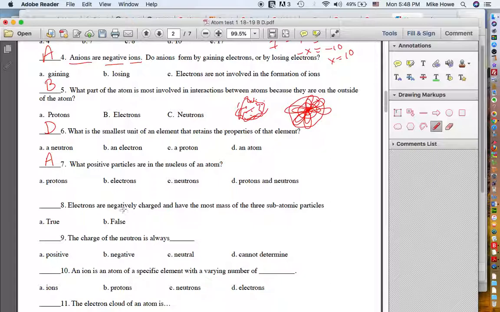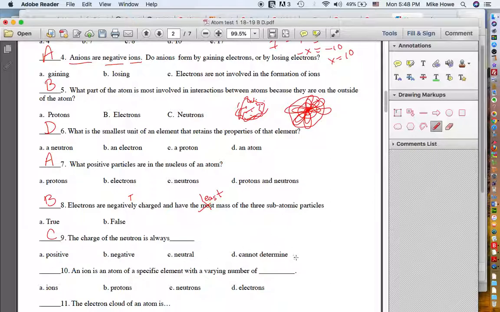All right, electrons are negatively charged. Is that true or false? That's true. But do they have the most mass or the least mass? They have the least mass. That makes this statement false. This part's true, but that part's not true. Neutrons, they have a neutral charge, or 0 charge.